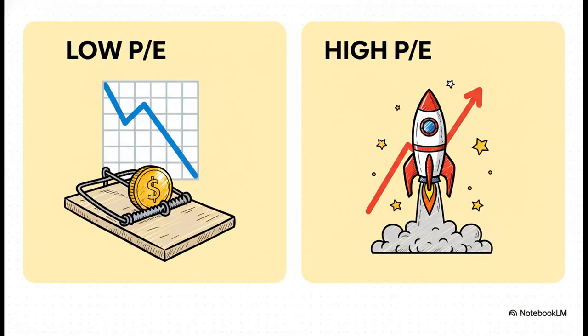See, a low PE, say like 5, could mean you found an amazing, undervalued company. Or it could be what we call a value trap, a company that looks cheap because its business is actually falling apart. On the flip side, a really high PE, like 100, might mean a company is dangerously overvalued. Or it could be an incredible, fast-growing company that everyone expects to take over the world. See the problem? The PE isn't telling you if something is good or bad. It's telling you what the market expects to happen.